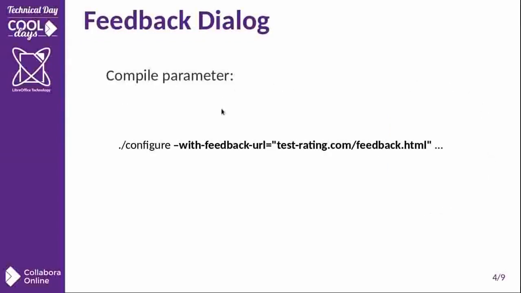The next step is to compile your Collabora Online instance, and you need to add this parameter with the path of your feedback HTML. And when this is compiled and you run the new instance, it will enable it to embed your specific URL to request the dialog.